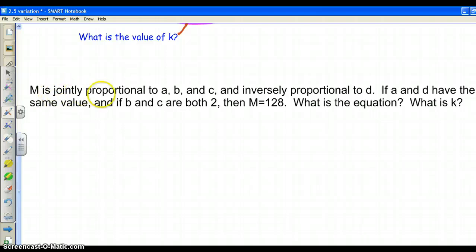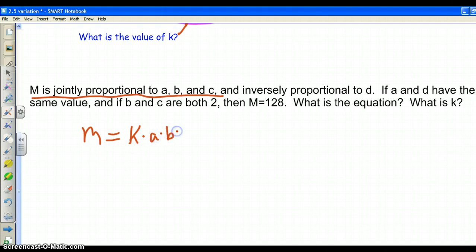So it says M is jointly proportional to A, B, and C. So let's just do that part. So M is jointly proportional, so K times A times B times C. There's just more of them. That's all that means when it says jointly proportional. Jointly proportional is basically a direct proportion. And so you think of jointly as a direct proportion.